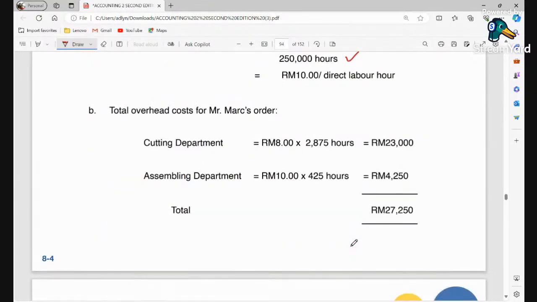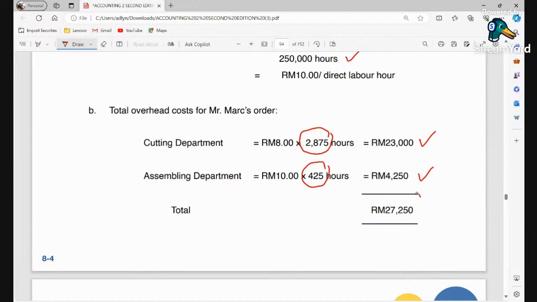So kita nak kira total overhead cost. Ini yang saya bulatkan tadi. This is the actual machine hours for cutting department, and this is the actual direct labor hours for assembling department. So as you can see here, the applied manufacturing overhead for cutting department ialah 23,000 and the applied manufacturing overhead for assembling department is 4,250.